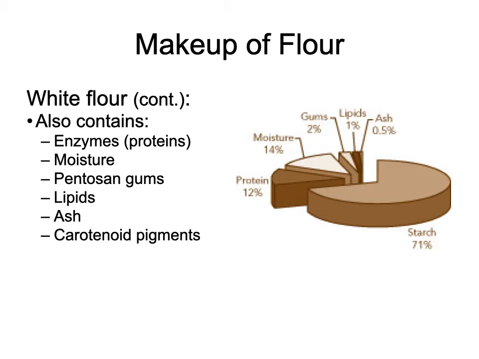There's a certain amount of natural gums that occur in grains. Lipids are fats, very small amount of fats, and ash generally is an industry term we use for minerals.